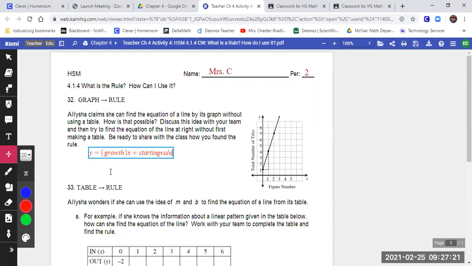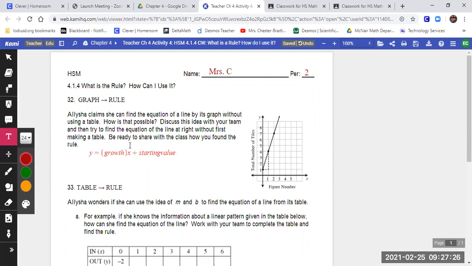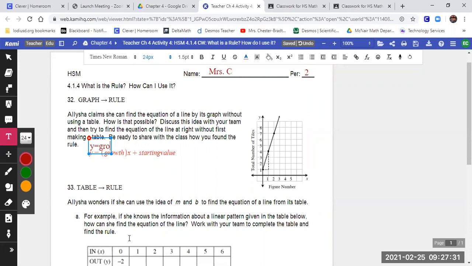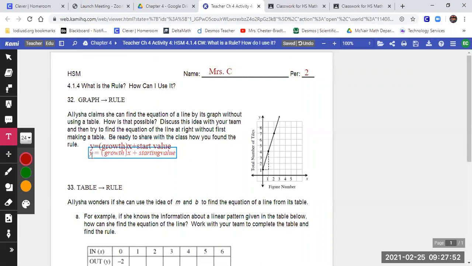Okay. I forgot that. One second. I'm not in a text box. I have to fix it. Y equals growth times the x plus the start value. Right? That's our rule. Y equals growth x plus the start value.